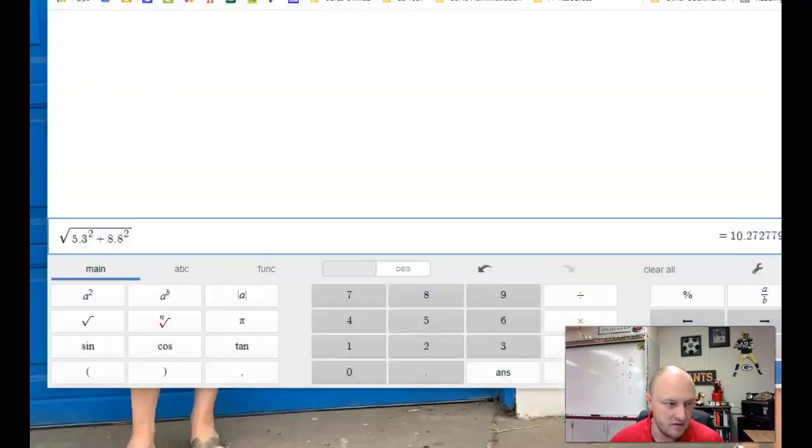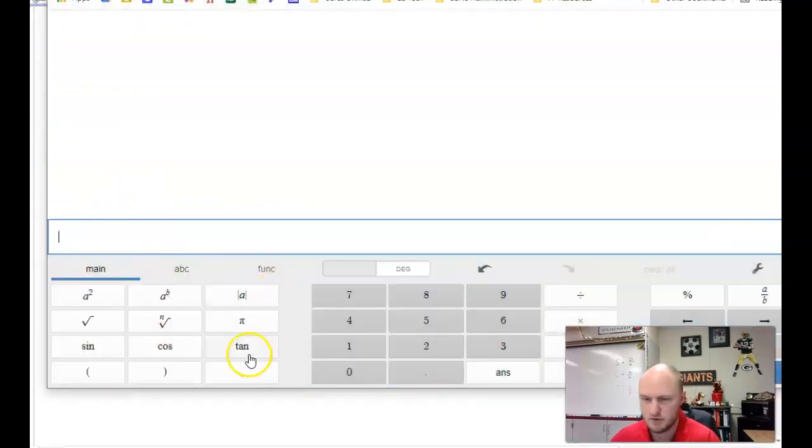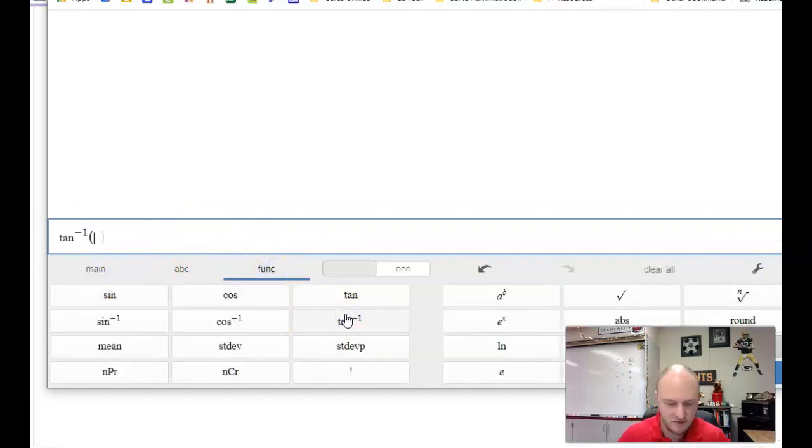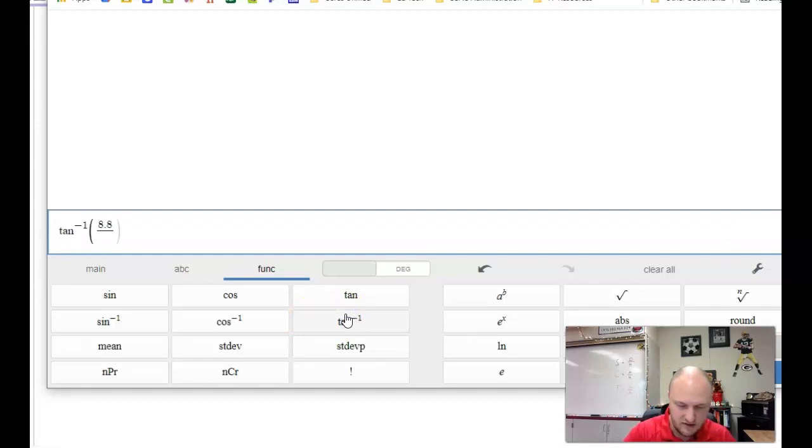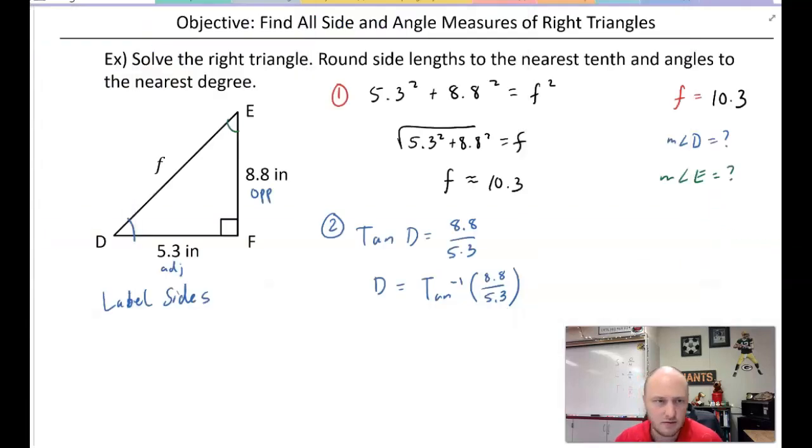So we can plug that into our calculator. Oh, I don't want tangent, I want tan inverse. Tan inverse of 8.8 divided by 5.3 is 58.9, that's going to be 59 degrees. So D is approximately 59 degrees.